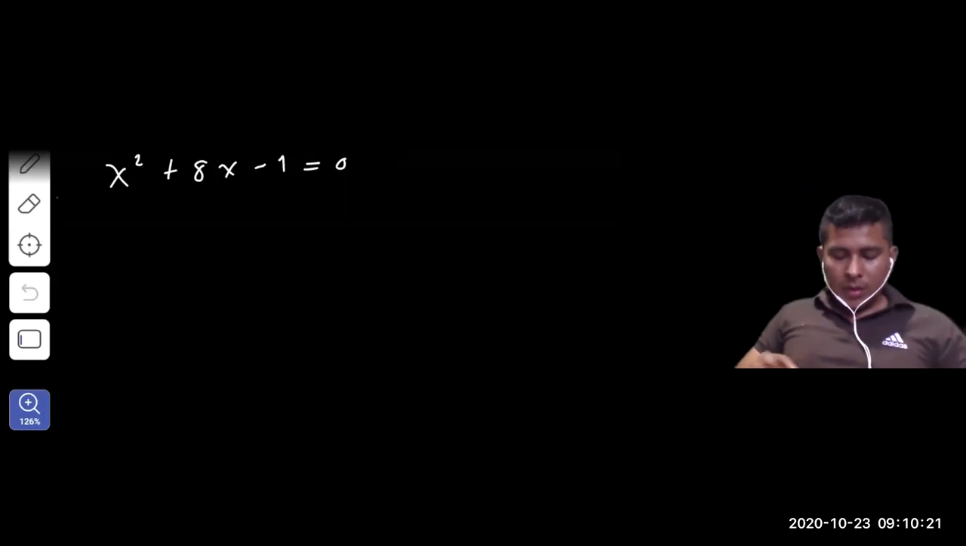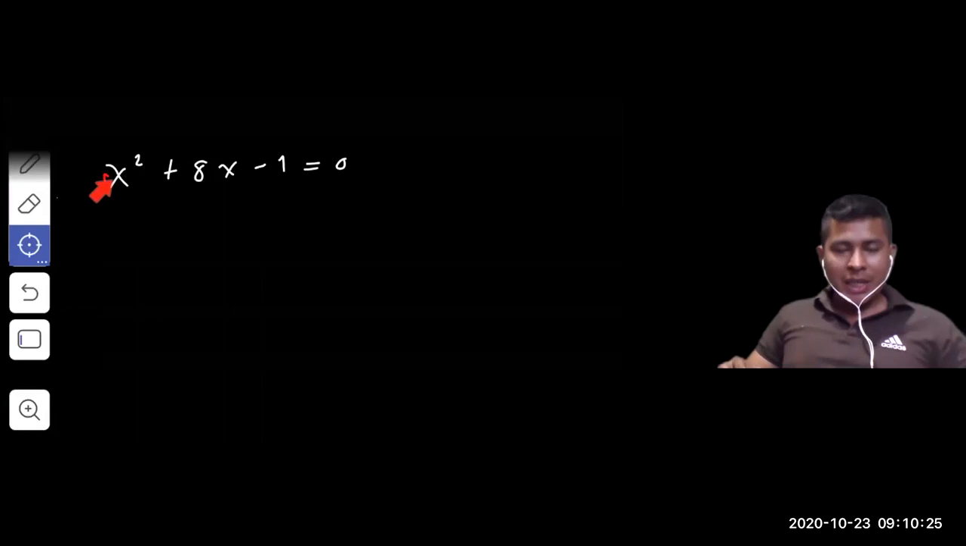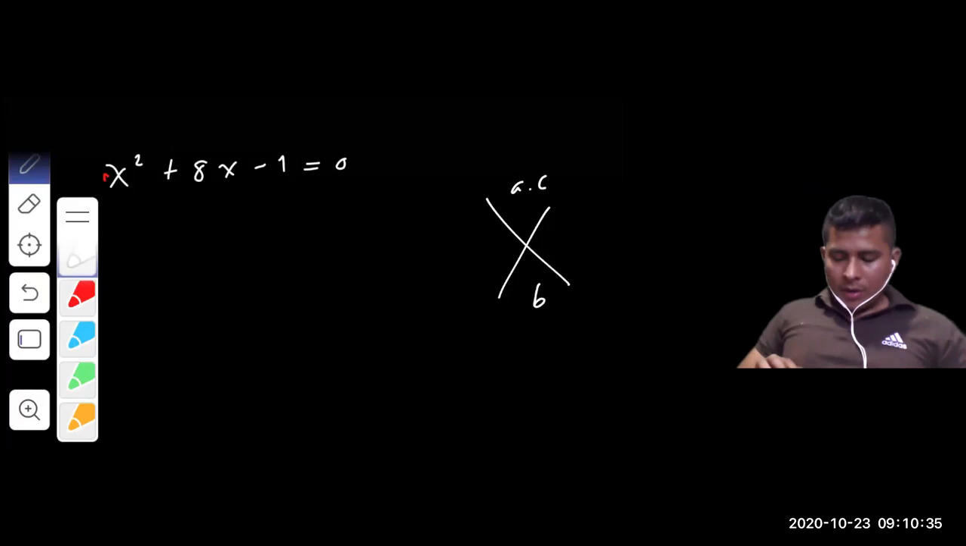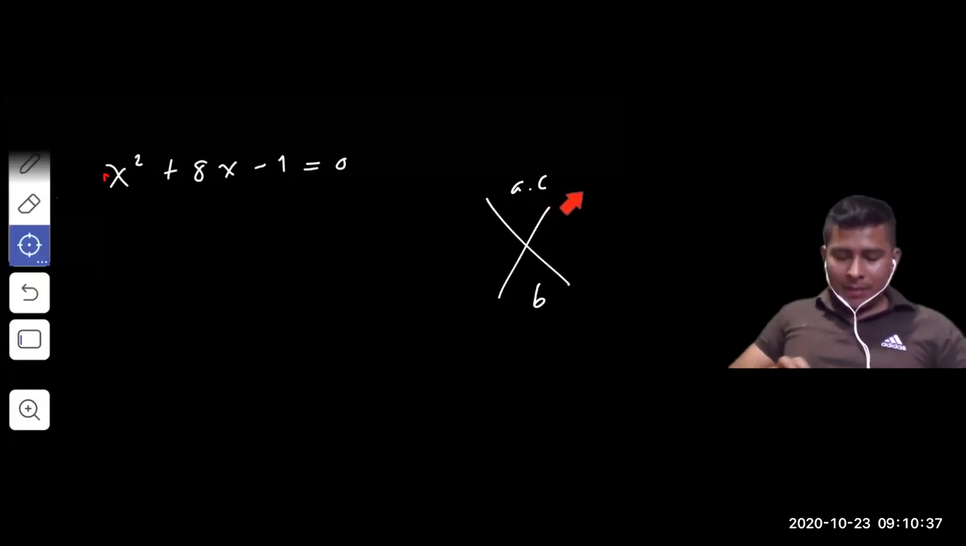Which method can I use, guys? Big X. Thank you. Okay, we have 1 here, so the leading coefficient is 1. So we are allowed to use the big X method. Let's try to use the big X method to factor that out. A times C and B. Let's see, what is A times C? 1 times negative 1.